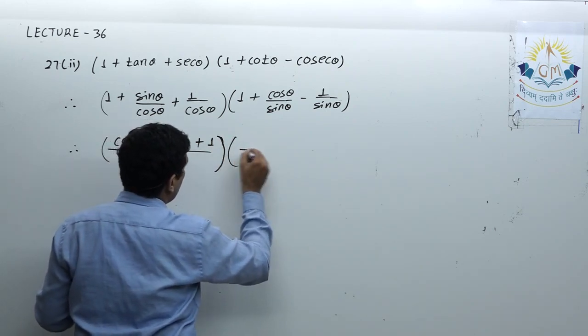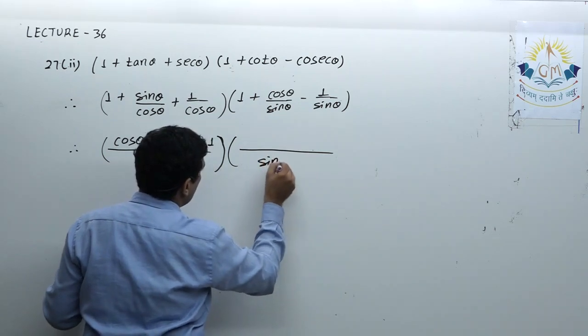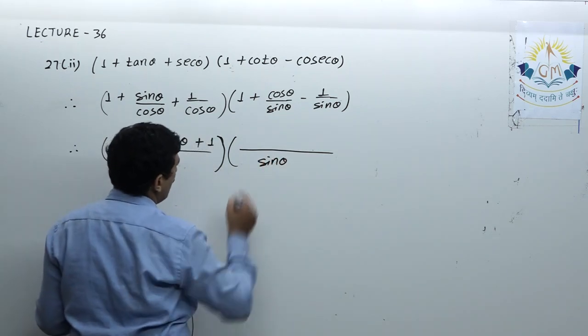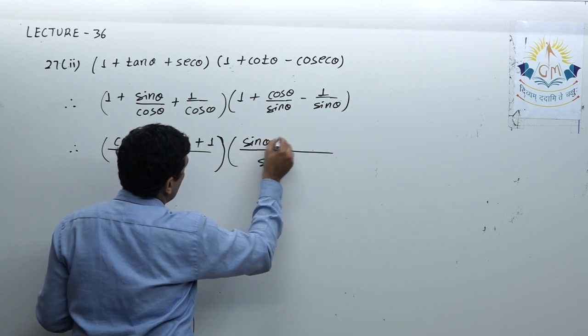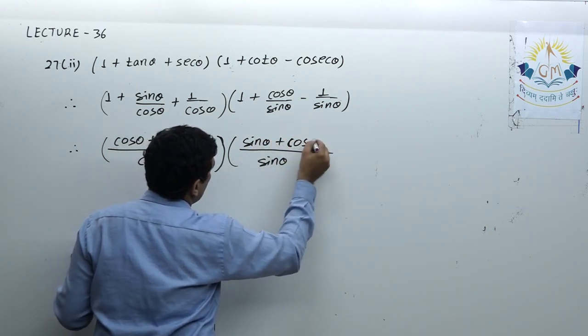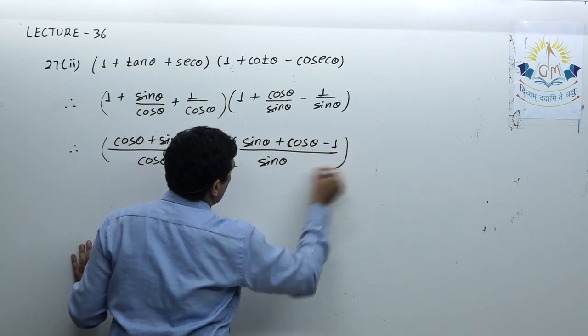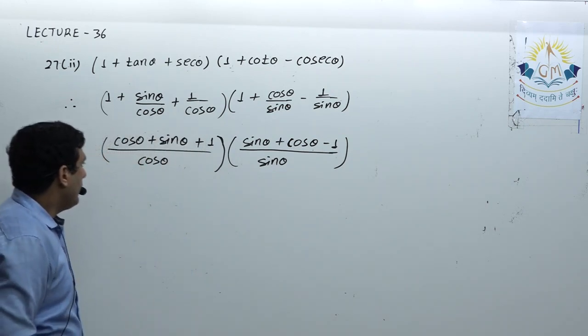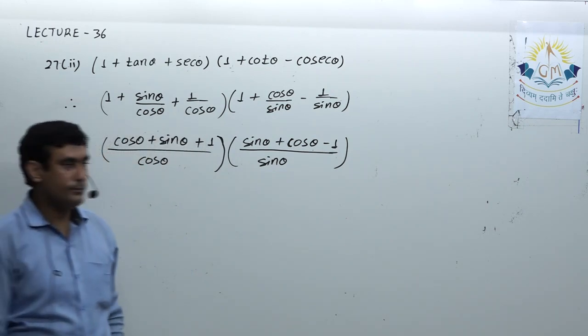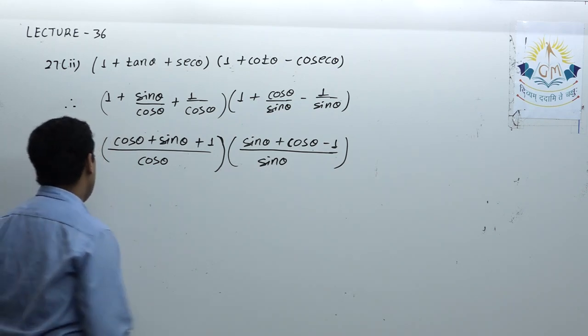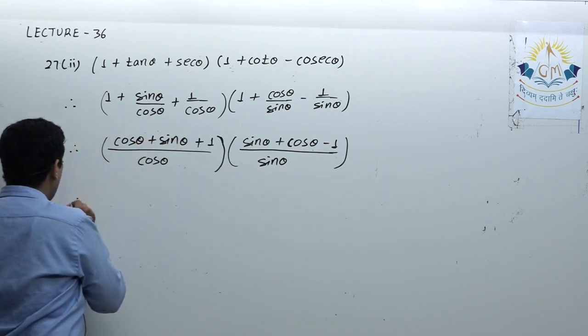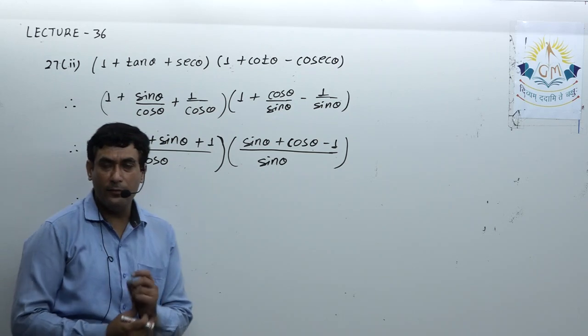Over here I will get LCM as sin theta, so here I will get sin theta plus cos theta minus 1. Okay, now what next? See, next definitely we have to multiply these two, but over there again we have to apply a trick.